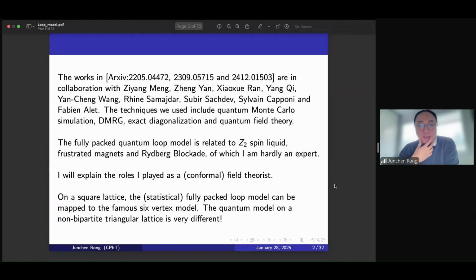Just one more word: if you are from integrability, on a square lattice, the fully packed loop model can be mapped to the famous six-vertex model. However, we are going to study a quantum model, also on a non-bipartite lattice. So the physics would be very different.